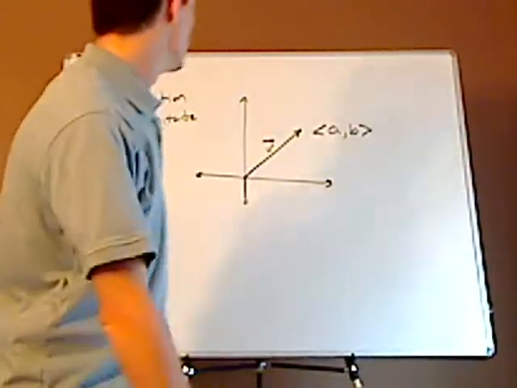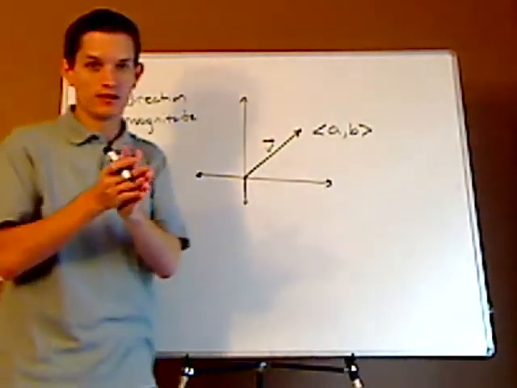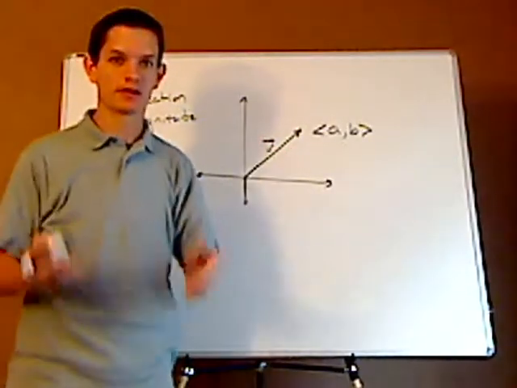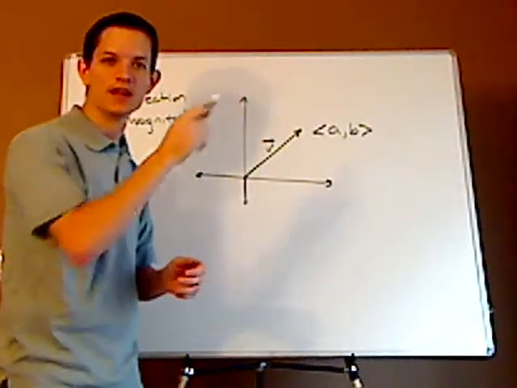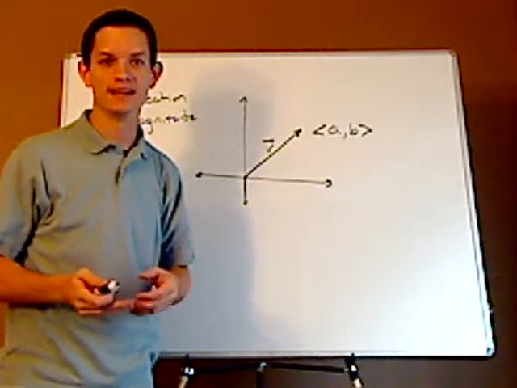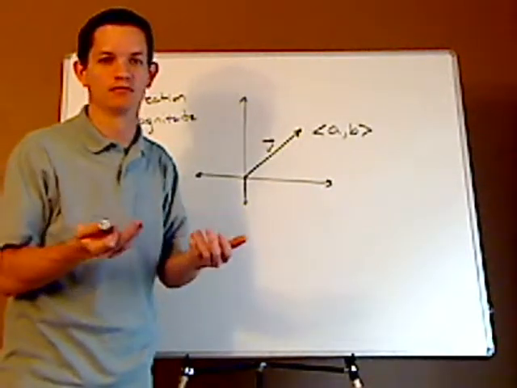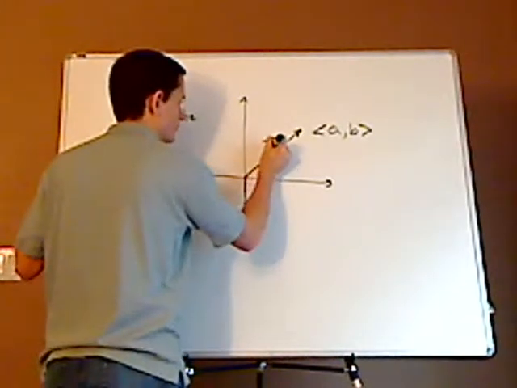Vectors are described by two things. They're described by direction and magnitude. Magnitude is simply the length of the vector. Direction is the direction in which it's going. And that's how a vector is defined. Another way of saying it is a directed line segment that has a specific direction and a specific length.